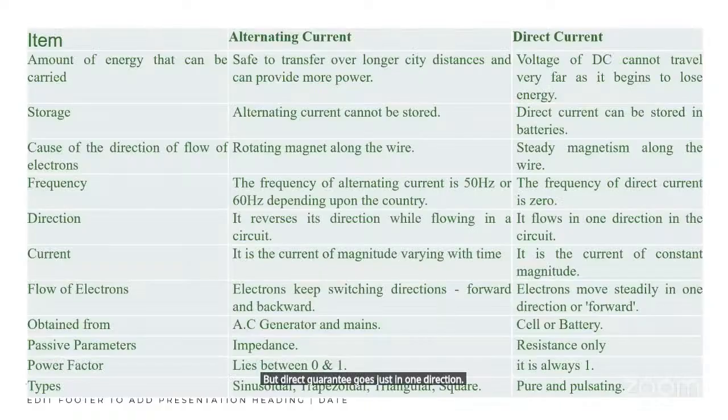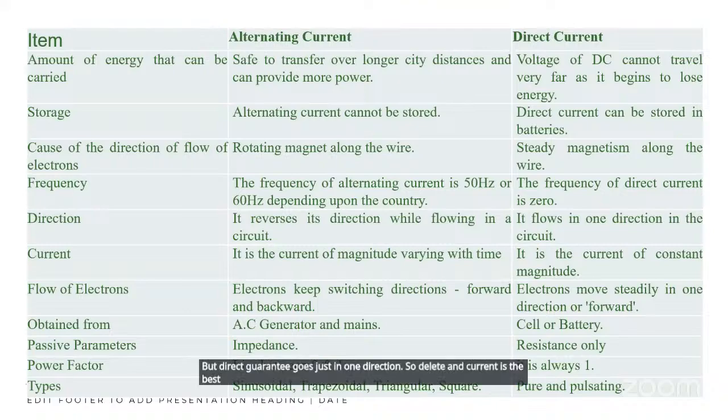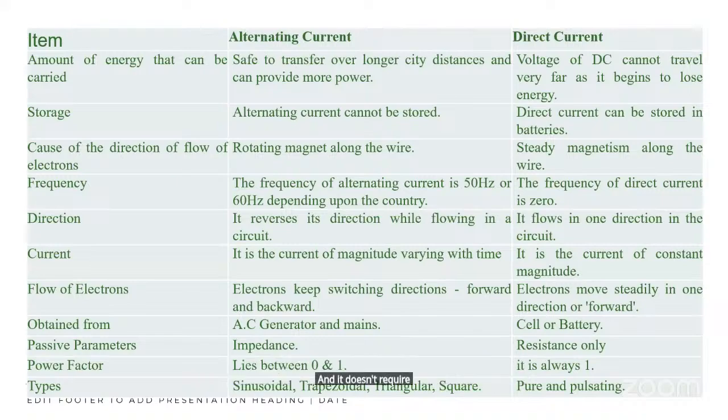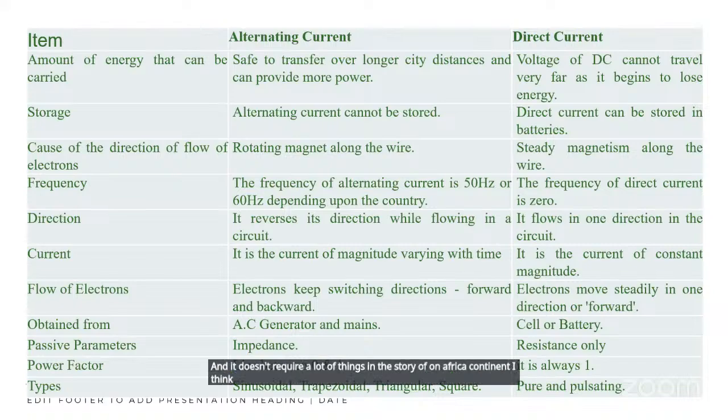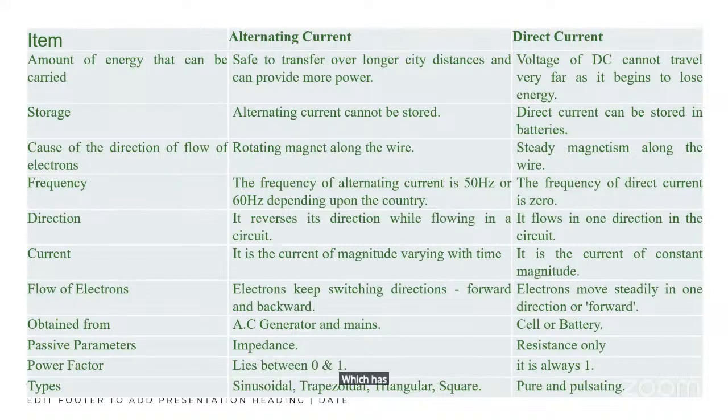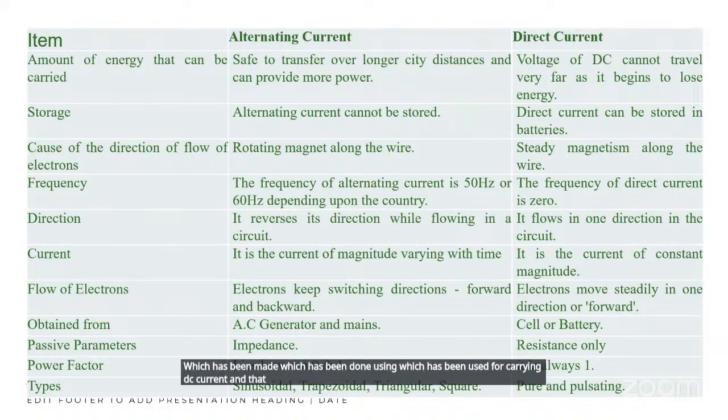Alternating current is the best way of transporting electricity, because the technology is cheap and it doesn't require a lot of things. On the African continent, I think there is only one line which has been used for carrying DC current, and that line is in DR Congo.